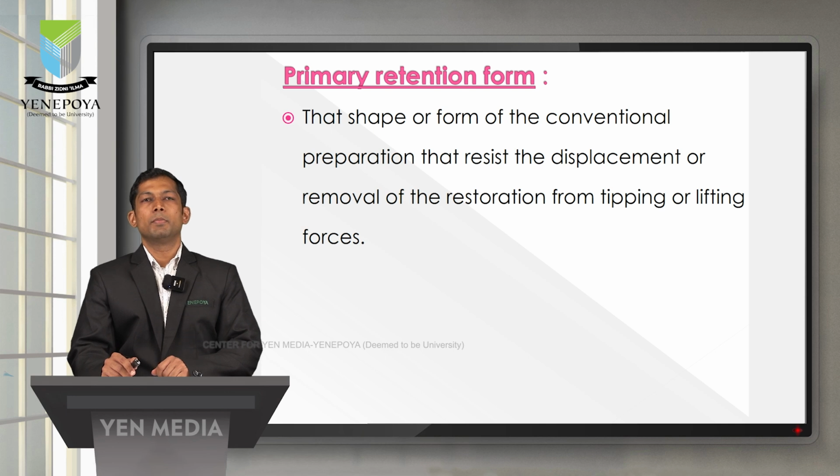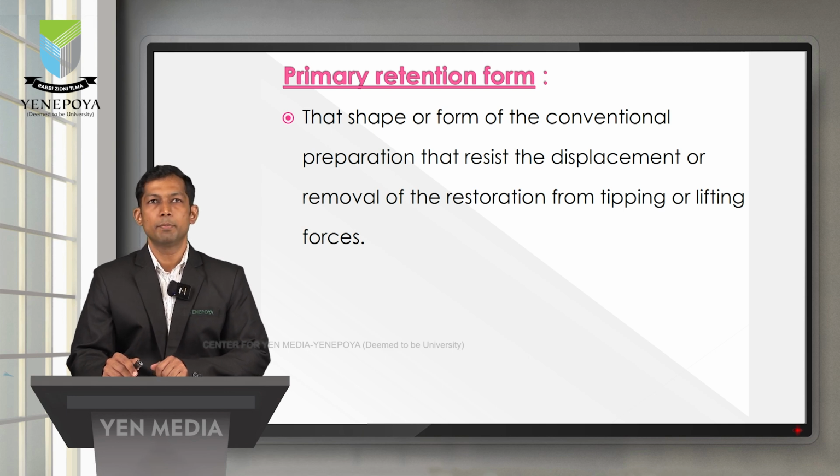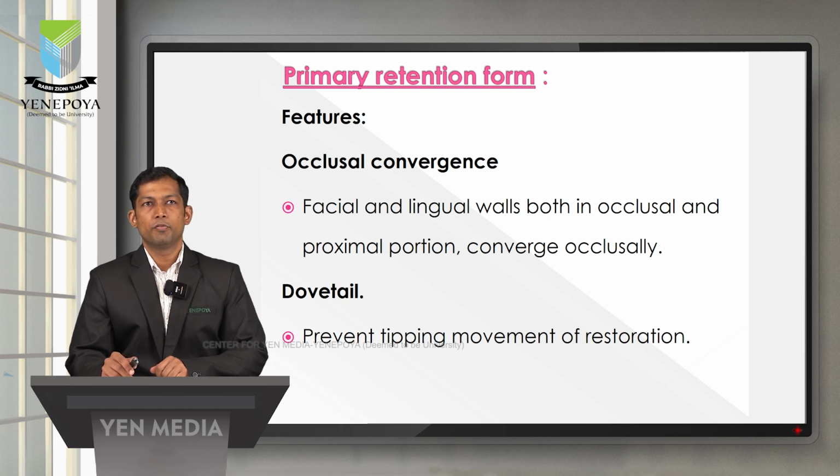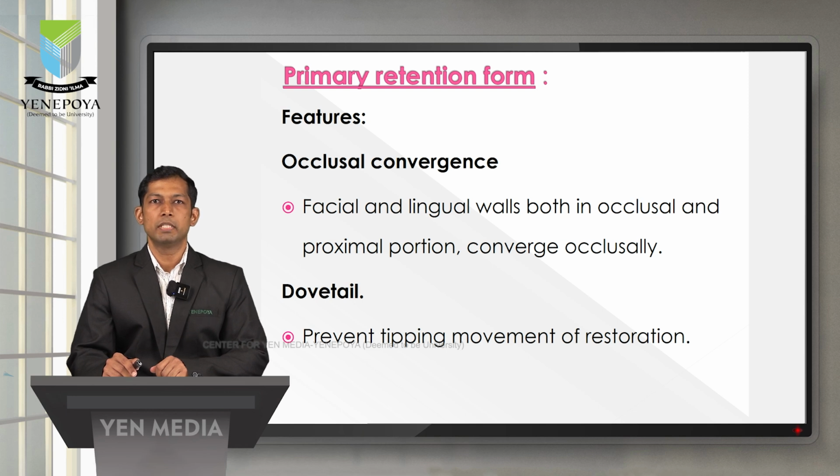The third step is the primary retention form. It is that shape or form of the conventional preparation that resists the displacement or removal of the restoration from tipping or lifting forces. There are two features that are given for retention: occlusal convergence and dovetail. Now, occlusal convergence is given for the facial and lingual walls, both in the occlusal and proximal portion. Dovetail is given to prevent the tipping movement of the restoration.